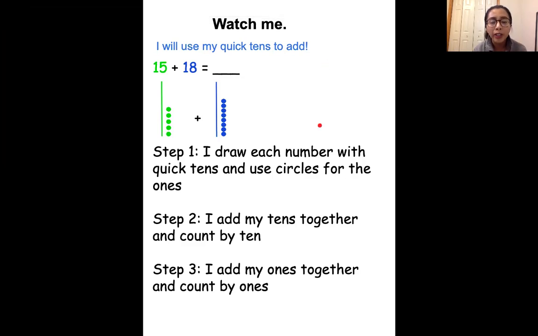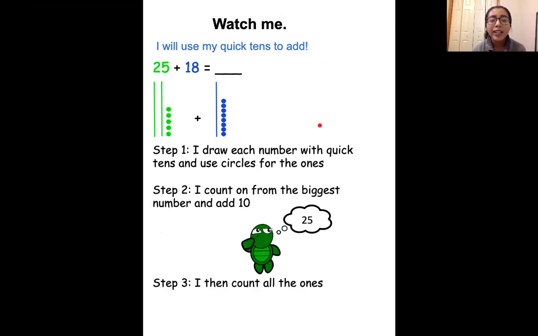And now another way that we can use our quick tens is to count on. When we count on, we put the biggest number in our head and we keep counting. So 25 plus 18. If you remember what we just did, we first started off by counting the tens and the ones. But in this one, we're not going to do that. Remember, my first step, I drew each number with quick tens and used circles for the ones. So I made 25 and then I made 18.